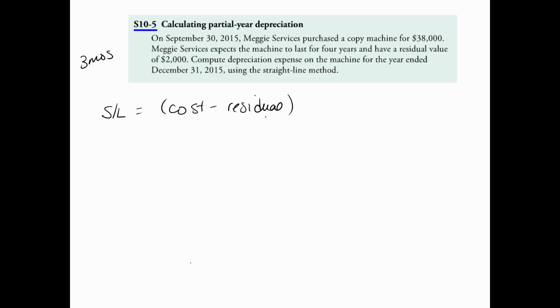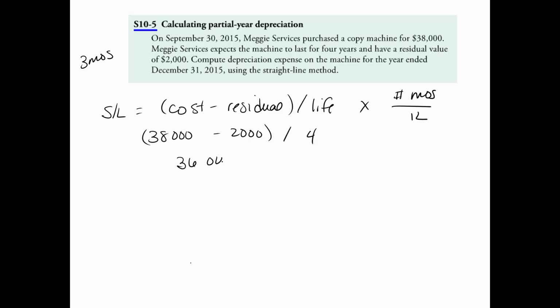So the cost minus the residual divided by the useful life. That would be what 1 year's depreciation would be, and then I'm just going to take that times the number of months over 12. Or you could take it, divide it by 12 and take it times 3, however that makes sense to you. So the cost is 38, the residual is 2, and I'm expecting to use it for 4 years, so that would be 36 divided by 4, or 9,000 per year, times 3 over 12, or times 25%.